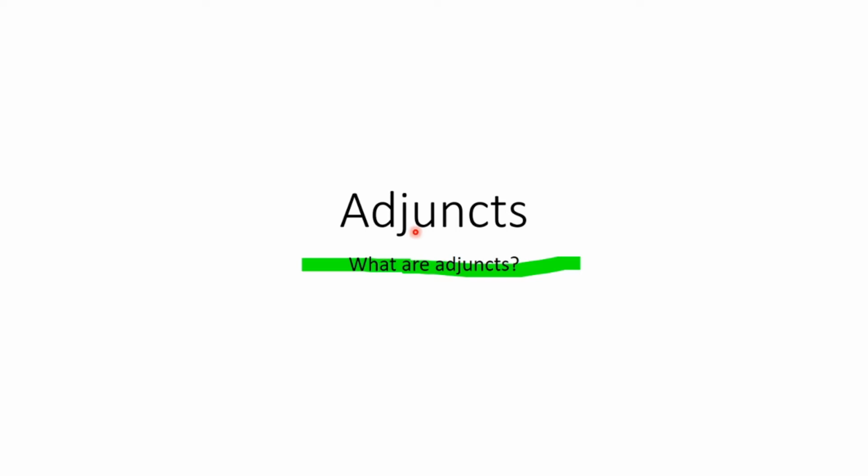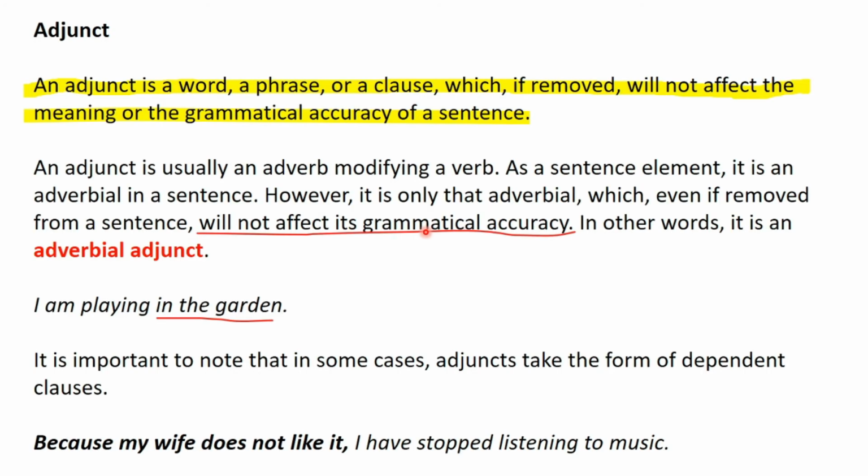In today's class, we will study adjuncts. So what are adjuncts? It is either a single word that is an individual part of speech, or a phrase that is a combination of words, or a clause which is a combination of phrases. And the distinguishing factor is that an adjunct, if removed, does not affect the grammatical accuracy of a sentence.